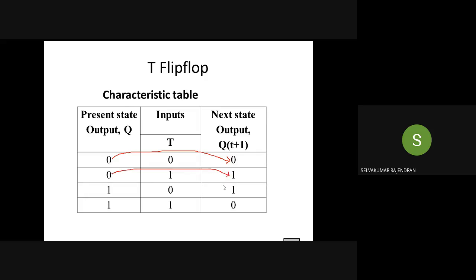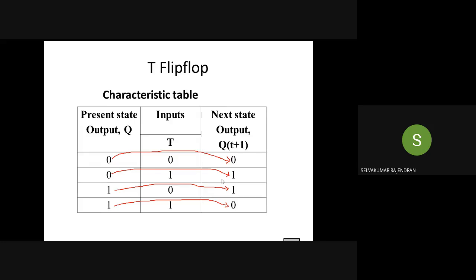Then again, if the present state value is 1 but the T value is 0, because T is 0 the flip-flop goes to memory state, so it maintains the present state value. When T equal to 1, it goes to toggle condition, and 1 is complemented to 0. So this is the characteristic table for the next state, the characteristic table for the T flip-flop.